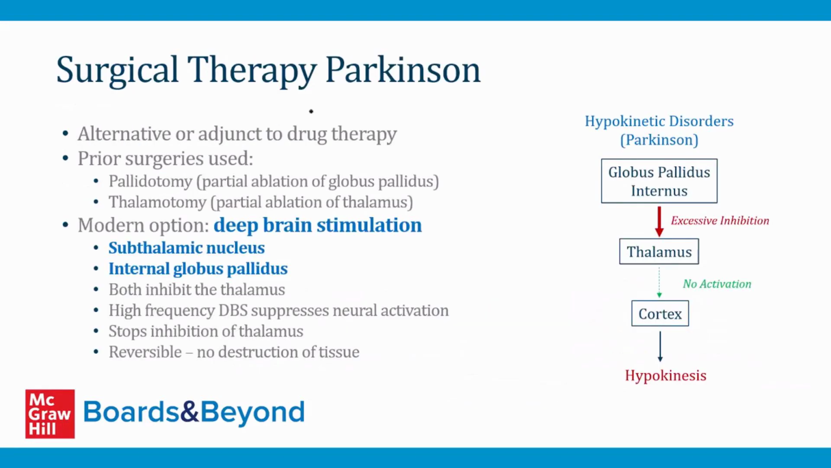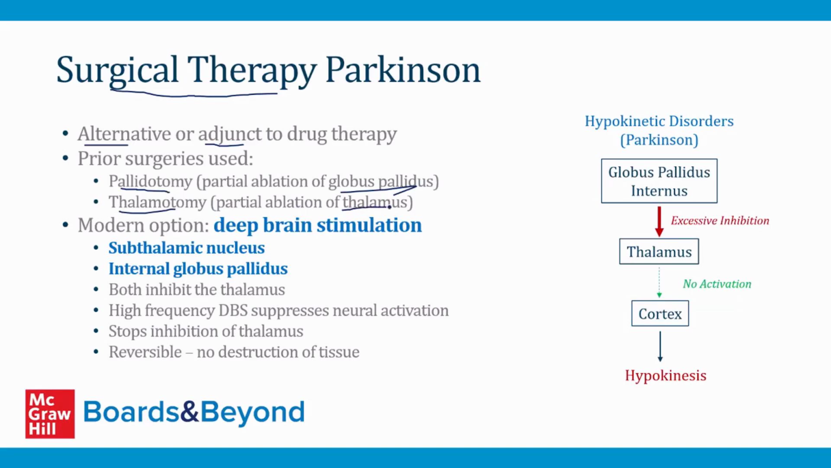You should also be aware that there are surgical therapies for Parkinson's disease. These can be used as an alternative to drug therapy or as an adjunct to drug therapy that's not effective enough. Years ago, the surgeries essentially removed parts of the basal ganglia to improve Parkinson's disease. There were two surgeries done. One's called a pallidotomy, which is a partial ablation of the globus pallidus. The other one was called a thalamotomy, which is a partial ablation of the thalamus.